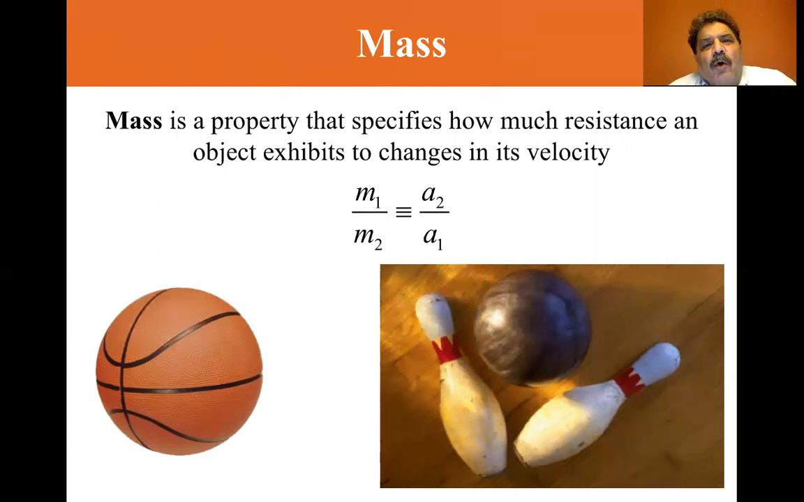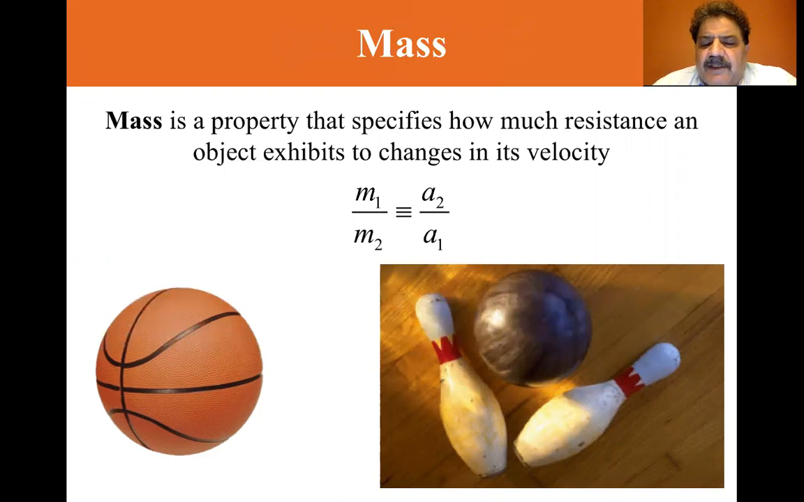It has more inertia. So the mass is the property that specifies how much resistance an object exhibits to changes in its velocity. The more mass something has, the more inertia it has. Experiments show that the greater the mass of an object, the less that object accelerates under the action of a given applied force.